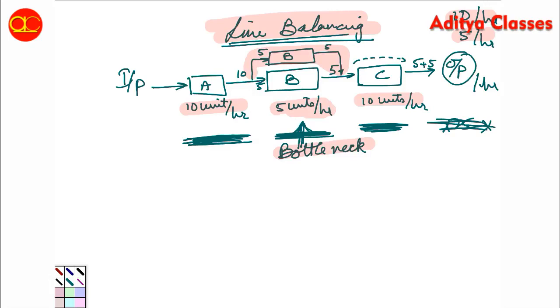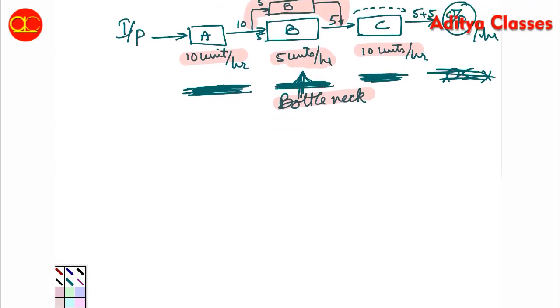Why do we go in for line balancing? We go in for line balancing so that my assembly line works at the best possible speed, best possible capacity.